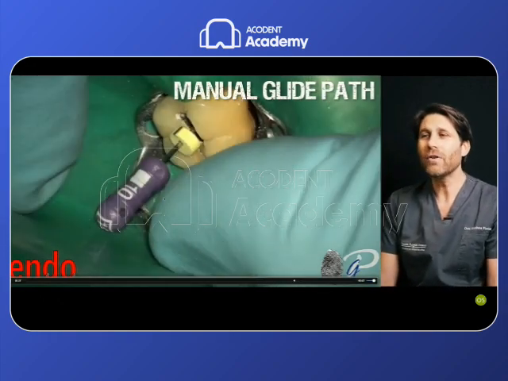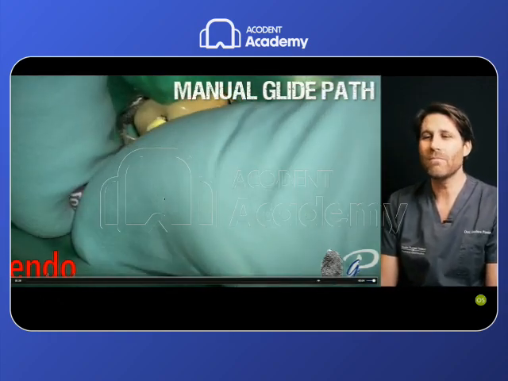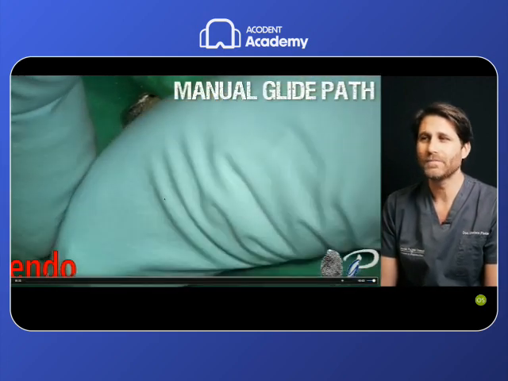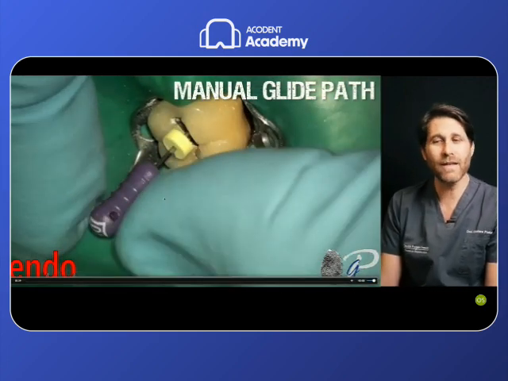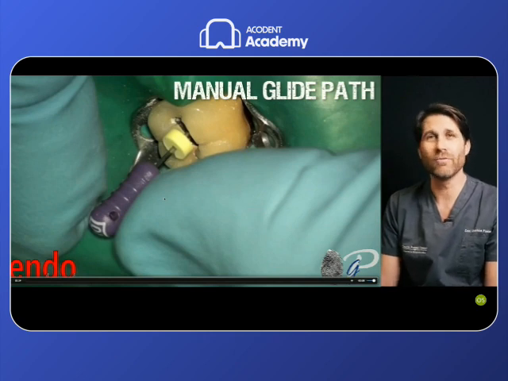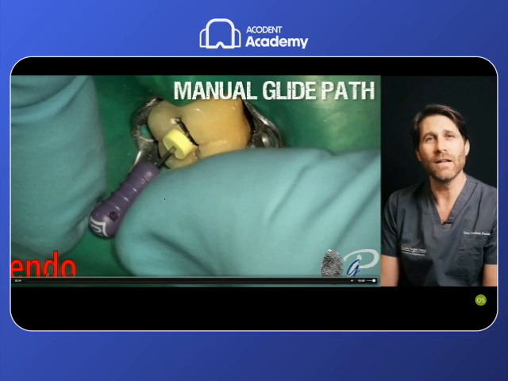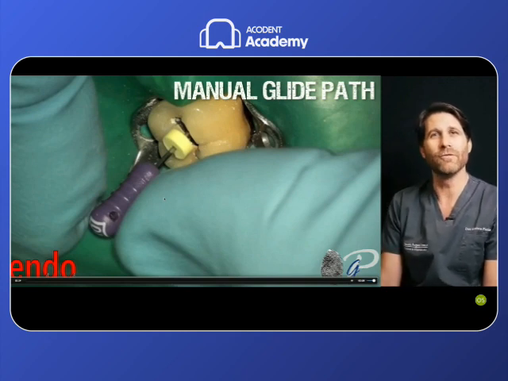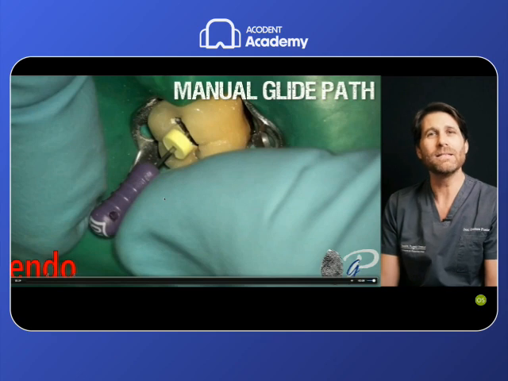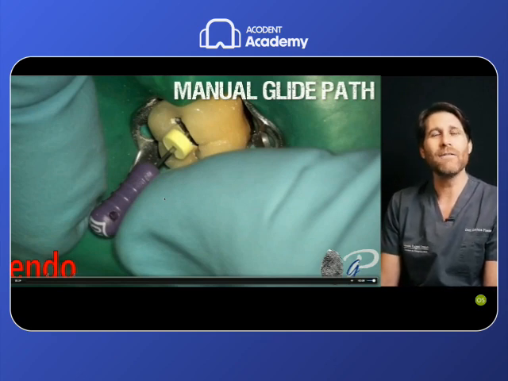So after scouting, I can create the manual glide path up to a size 10 stainless steel file very easily, because after the 8 stainless steel file, it's very easy to reach the working length with the 10 stainless steel file. And as we have given the definition of the glide path in the background of this lesson, the glide path is achieved when a stainless steel K file, not pre-bent, reaches the working length and moves up and down from the orifice to the foramen in a predictable, repeatable, uninterrupted way up to the terminus of the root canal. This is the glide path.